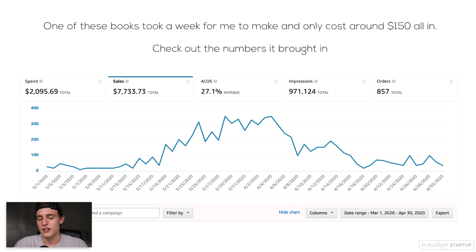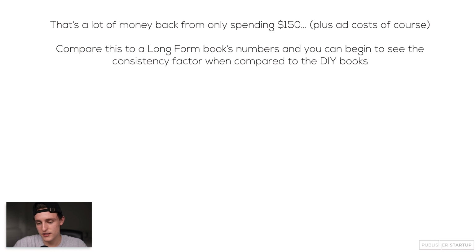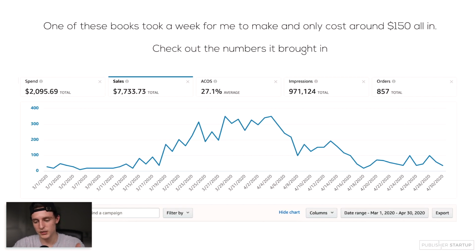So very good. When they start trending during those peak times, they can do very well. So that's a lot of money back from spending $150 plus the ad cost, of course, which I just covered. Compare that to a long form book's numbers, and you can begin to see the consistency factor compared to the DIY books. So if I go back to the DIY graph quickly, you can see how it peaks in the middle there and then kind of goes down again after April.